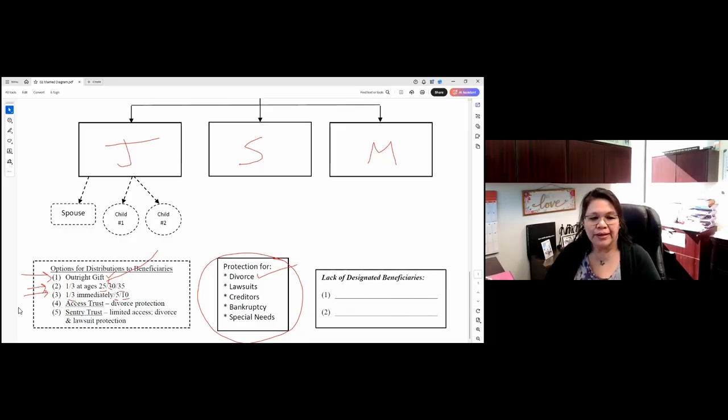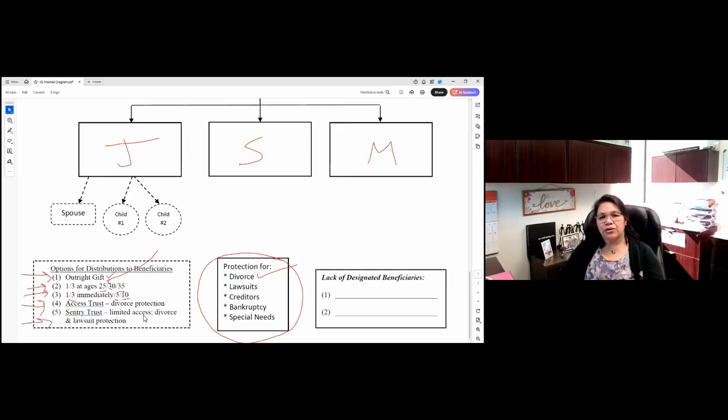Number four is if you have children that you're like, I trust them, they can have money anytime. And so that's called an access trust. And they'll have some protection from divorce, possibly from other things like lawsuits and creditors, depending on how it's structured.